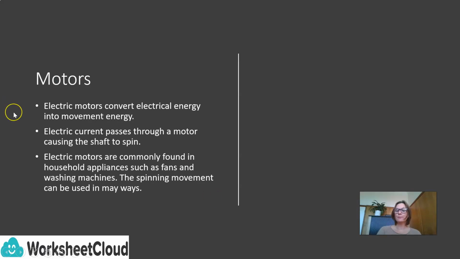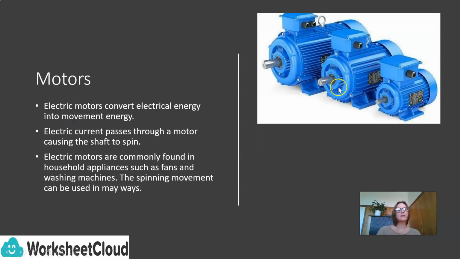Motors. Electric motors convert electrical energy into movement energy, so energy that is able to move. Electric current passes through a motor, causing the shaft to spin. Now, obviously, motors come in very different sizes, okay? Obviously, you're going to have a very large one in a washing machine for that motor to spin your washing, to clean it and to rinse it and then to get rid of the water. It has to be quite a large motor.